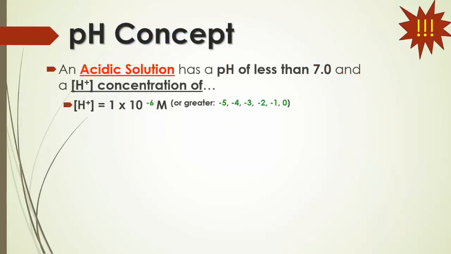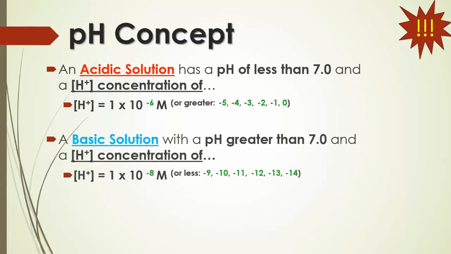Okay, so an acidic solution has a pH of less than 7, and the hydrogen concentration is going to be 10 to the negative 6th or greater. So 10 to the negative 6th, 10 to the negative 5th, and so on and so forth, all the way down to 0. If you have any of these numbers when you look at your concentrations, then right away you know that this thing is going to be acidic.